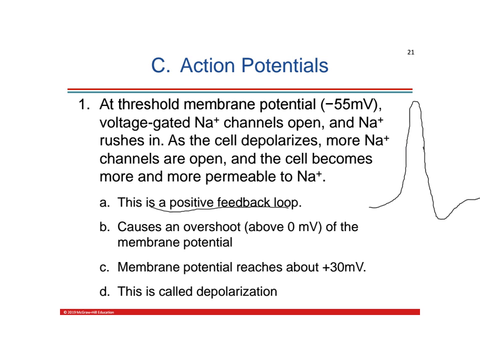Note that there is a period in which the membrane potential actually goes below the resting membrane potential. So we have a couple of different terms here. One is the fact that the membrane potential goes above 0 millivolts. That's called the overshoot. And then when it goes below the resting membrane potential, that's referred to sometimes as the undershoot, sometimes as the after hyperpolarization.